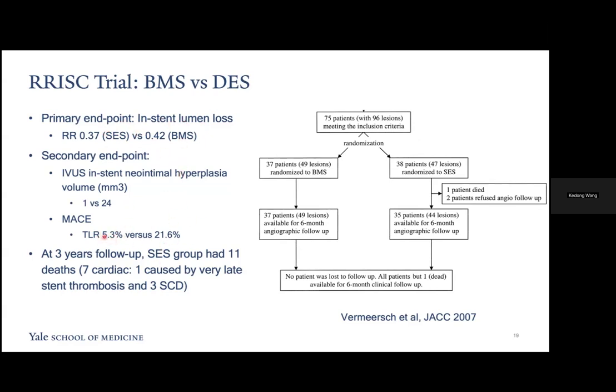The target lesion revascularization, however, the percentage is a lot more different, 5.3% in the drug-eluting stent versus 21.6% in the bare metal group. So at 3 years follow-up, interestingly, the drug-eluting stent had more death than the bare metal stent. That's probably because the patient population was small in size and they weren't really powered for clinical events. But it's interesting to note that there was a higher number of deaths in the drug-eluting stent compared to the bare metal.